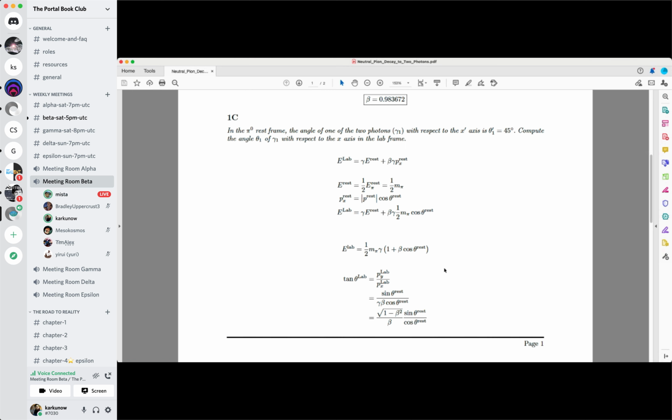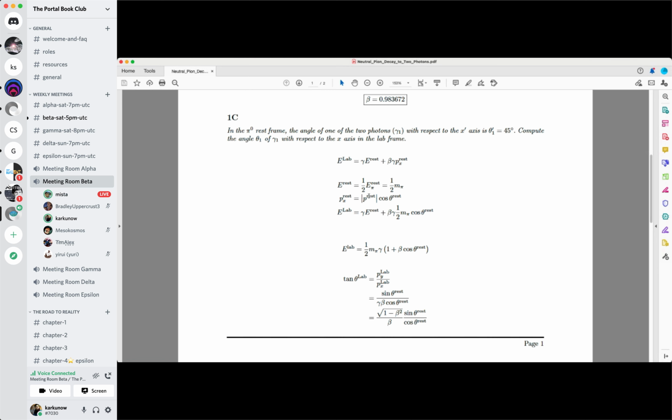Yeah, and so that's because we're just talking about one photon, right? We're talking about the gamma 1, the first photon, the one that's making a 45-degree angle with the axis. So basically, it's because of this angle, right? Like that's why both of the photons will have the same energy.